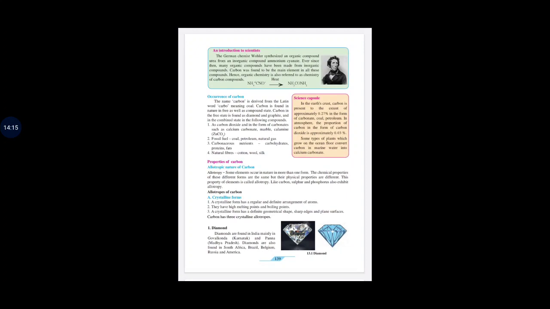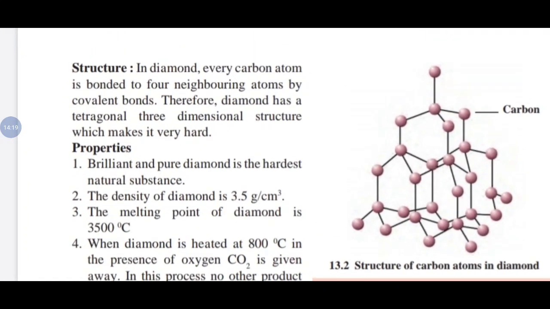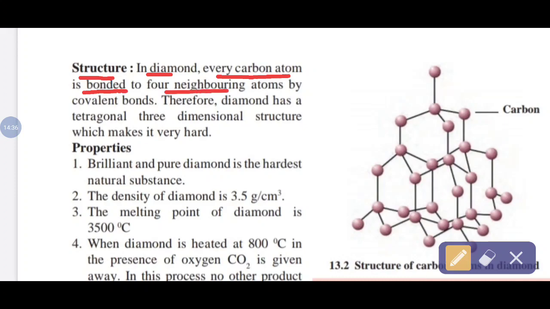Next point. The next question asks about the structure of diamond. In diamond, every carbon atom is bonded to 4 neighboring atoms by covalent bonds. Already I think we learned about covalent bonds. There are two types of bonds, ionic and covalent. Covalent bonds are formed by sharing of electrons between non-metallic atoms. Remember this. So in diamond, every carbon atom is bonded to 4 neighboring atoms by covalent bonds.